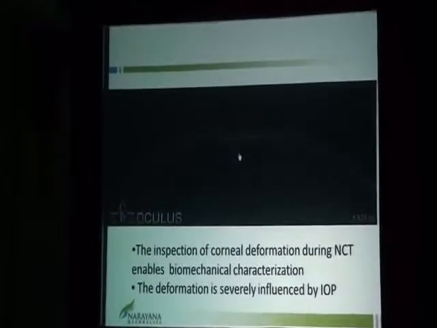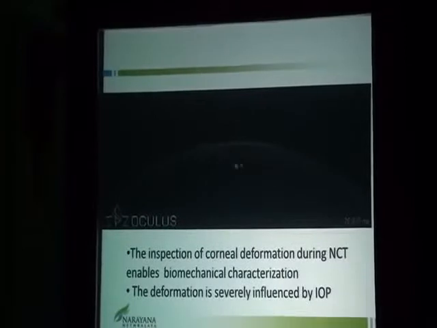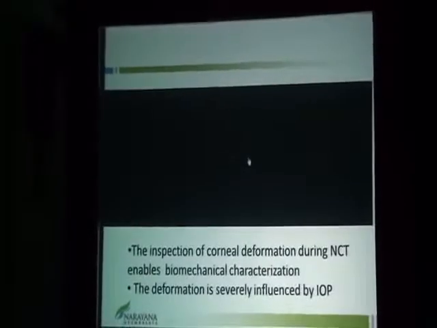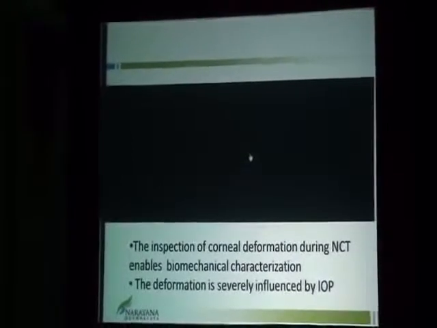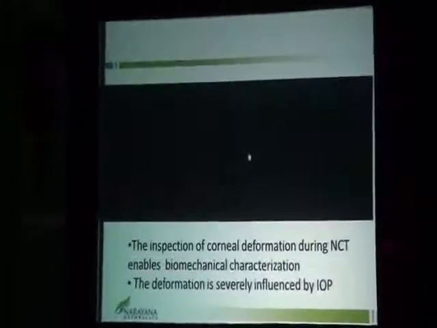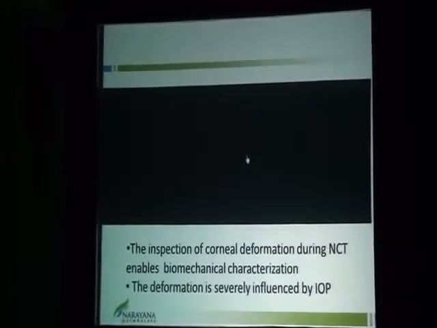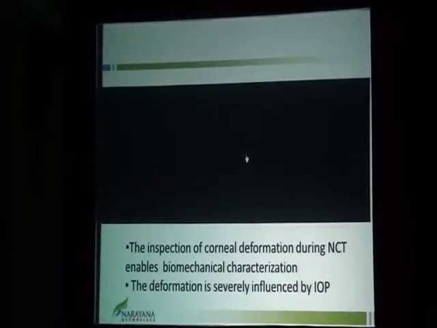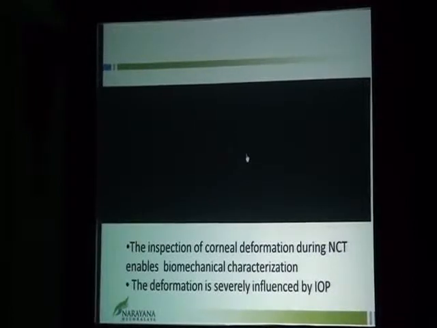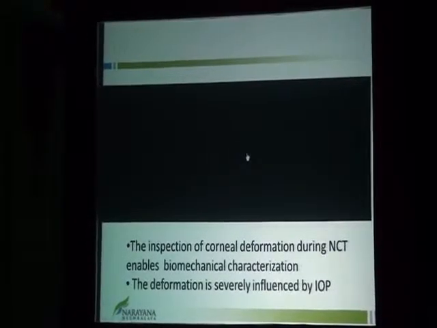So this is a video of what it gives. This is how the cornea, you can actually see it going down and deforming that way. In a keratoconus eye, you can see that the cornea really deforms a lot, whereas in a normal eye, it's not much. In eyes that are stiffer, you see very little deformation. This inspection of the corneal deformation during non-contact tonometry enables the characterization of biomechanical properties of the cornea, and it can be severely influenced by intraocular pressure.